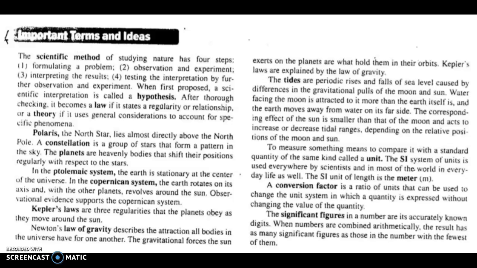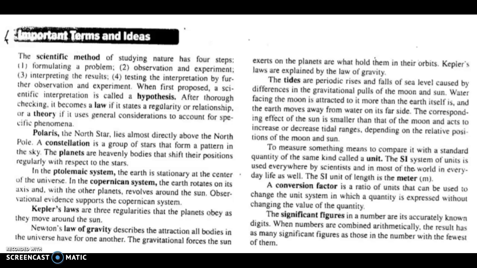And it has that the earth rotates on its axis. It spins around 24 hours per cycle, with the other planets revolving around the sun. So the Earth is effectively one planet among several others, and all of them revolve around a star that we call our sun. Observation evidence supports the Copernican system.